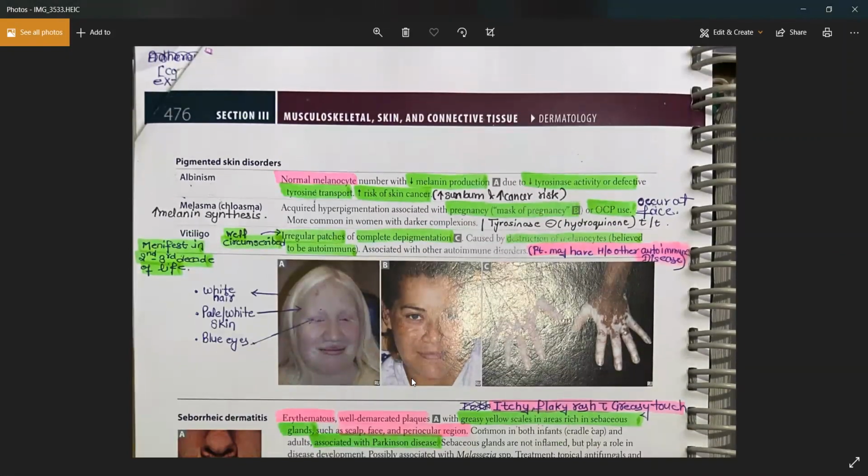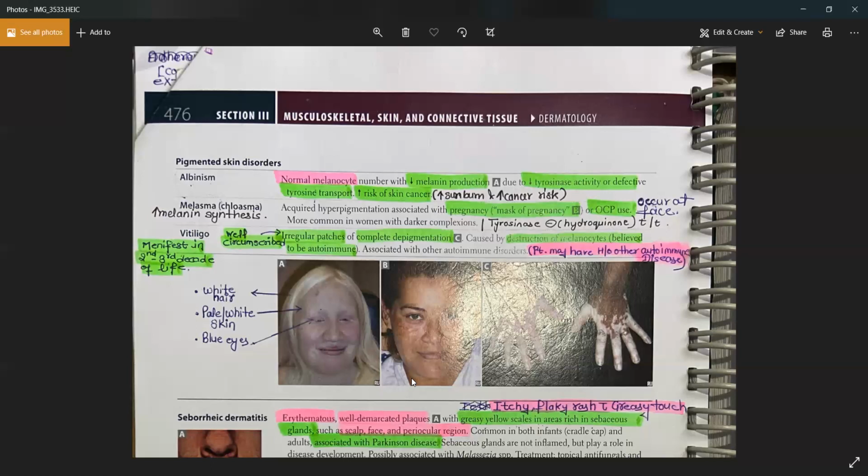Okay, now comes the pigmented skin disorders. The first one is albinism. You already know that in albinism you have decreased melanin production because of the deficiency of the enzyme tyrosinase. Remember the tyrosinase, it converts which substrate into what form? Tyrosine to dopaquinone.